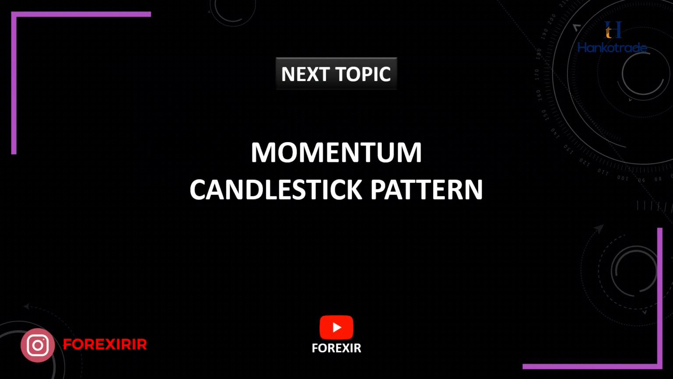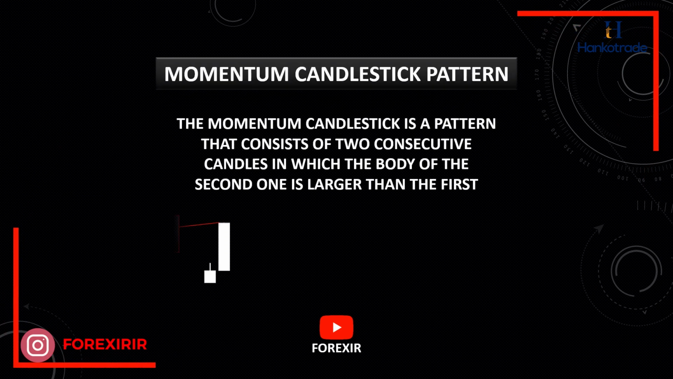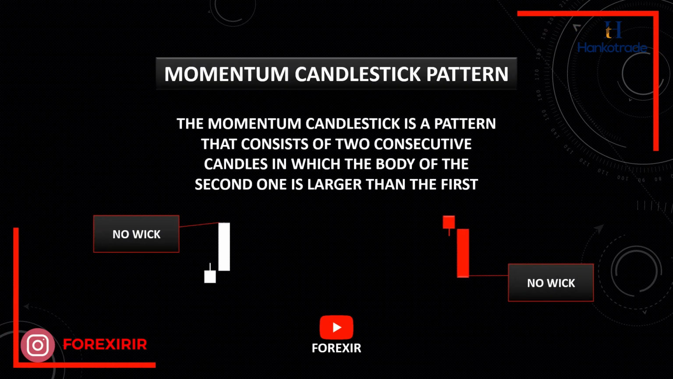Number 5. Momentum candlestick pattern. The momentum candlestick pattern consists of 2 consecutive candles, where the body of the second one is larger than the first. The psychology behind this pattern is that it signifies a strong influx of momentum into the market. This suggests a likely continuation in the same direction for the price. It's important to note that this pattern works best when the larger candle has no wick on the top, indicating that buyers were active until the final moments of the candlestick period. Additionally, always consider it a trading opportunity when this pattern aligns with the prevailing market trend.